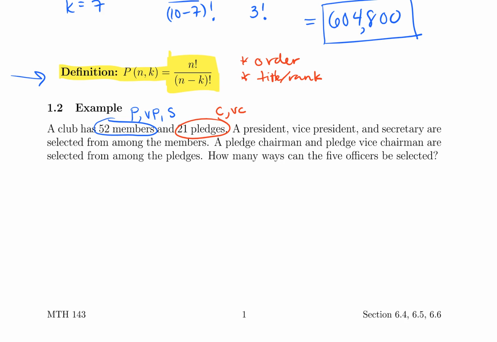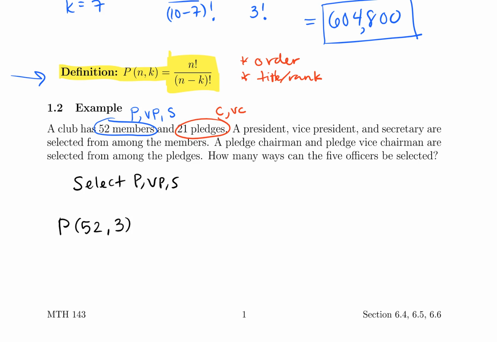So let's look first at the different ways that we can select the president, the vice president, and the secretary. We have 52 members total, and to select the president, vice president, and secretary, we will be selecting 3 of them. And so we want the permutation of 52 into a group of 3.